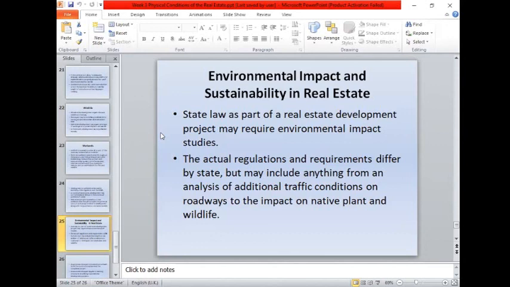That's why it requires a lot of studies. It will not be a one click, that the other day, this land has a developed structure. The actual regulations and requirements may differ by state, but they may include anything from the analysis of additional traffic conditions on the roadways to the impact on native plants and wildlife. Yes, because there are regulations that some environments should not be developed, so they will not be damaged.